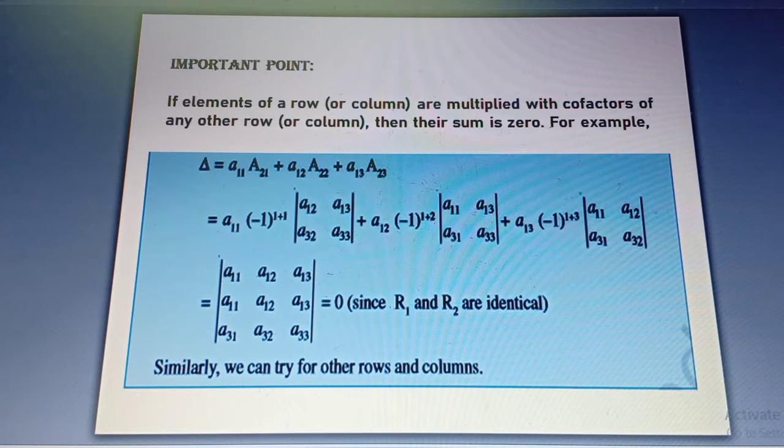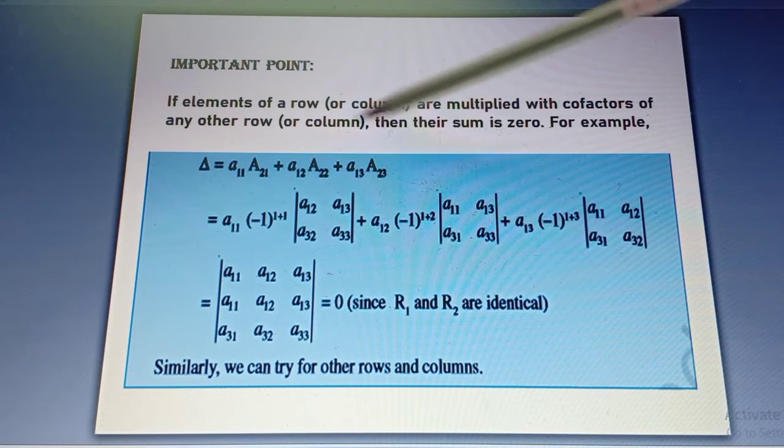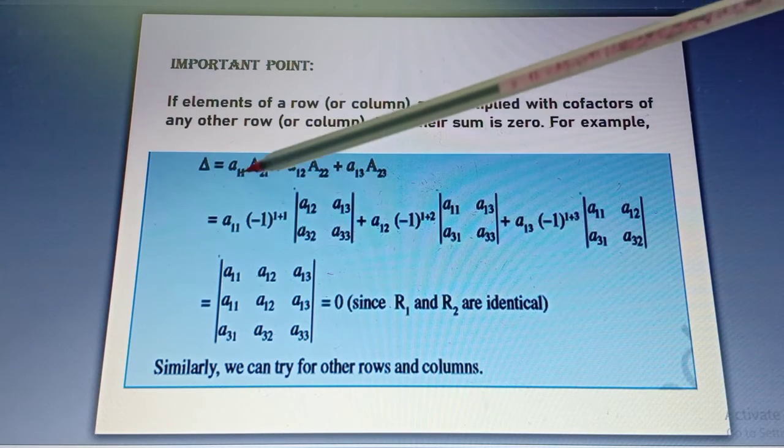If you multiply the elements of a particular row or column with the cofactors of any other row or column, then their sum will be 0. Okay students, for a particular row or column, if you multiply with the cofactors of any other row or column, then their sum will be 0. For example, this sum will always be 0: a11, a21.